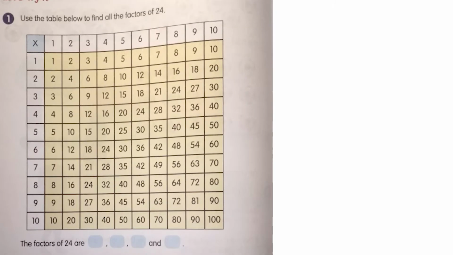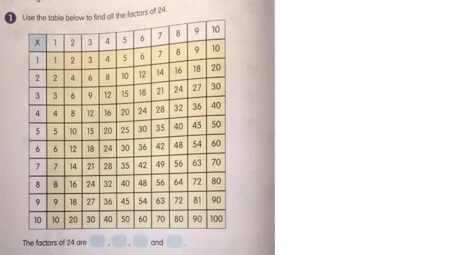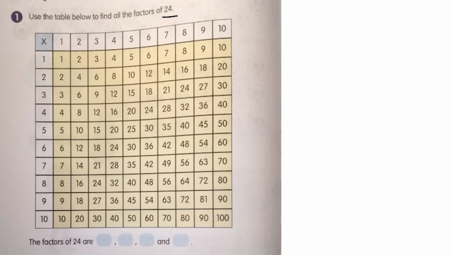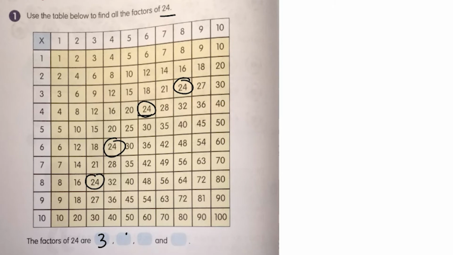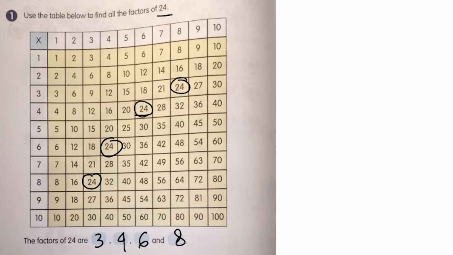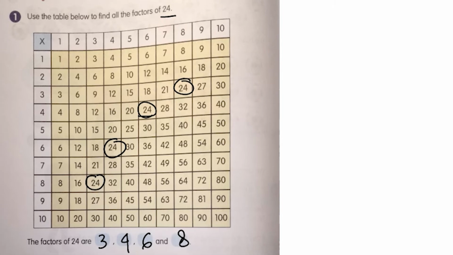Now let's try it. Use a table below to find all the factors of 24. The factors of 24 are 3, 4, 6, and 8. 3 times 8 equals 24, and 4 times 6 equals 24.